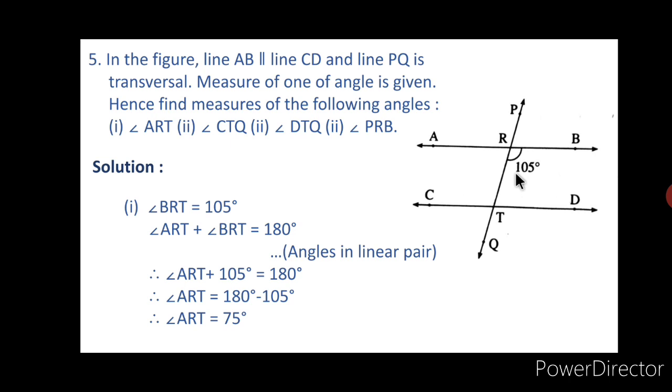is 105 degree. Angle ART plus angle BRT is equal to 180 degree, because these two angles are in linear pair. Therefore, by putting the value of BRT in the statement, we get angle ART plus 105 degree is equal to 180 degree. Angle ART is equal to 180 minus 105 degree. Angle ART is equal to 75 degree.